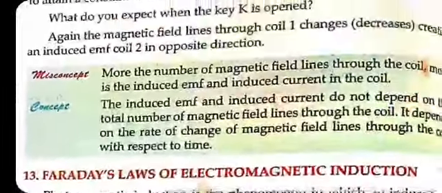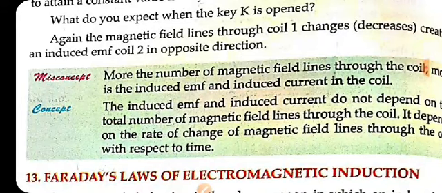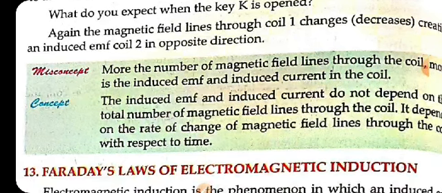One more thing to be noted is that there is a misconception that the more the number of magnetic field lines, the more current will be induced. No, it does not happen like that. For example, if the north pole of the magnet is lying near the coil, it should not be that more current is produced. No, there should be motion, some kind of movement because of which the lines change. The more they change, the more the induced current produced. The induced EMF and induced current do not depend upon the total number of magnetic field lines, rather they depend upon the rate of change of magnetic field lines, that is, how many magnetic field lines change in a particular time.